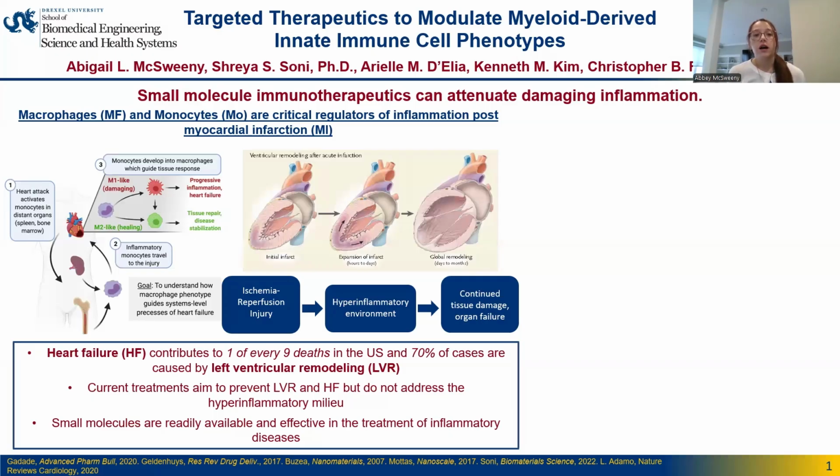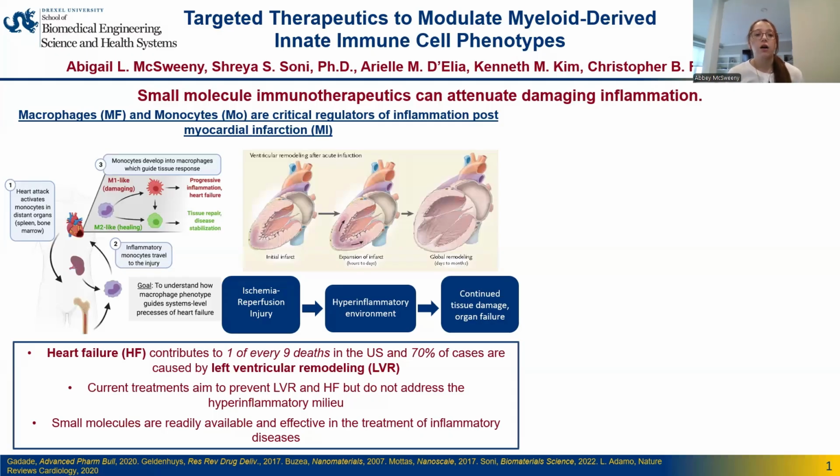After the heart attack, the initial infarct will continue to expand. But if inflammation doesn't resolve appropriately, this leads to continued global remodeling of the left ventricle and subsequent heart failure. This heart failure contributes to one of every 9 deaths in the United States, with about 70% of those cases being caused by left ventricular remodeling.